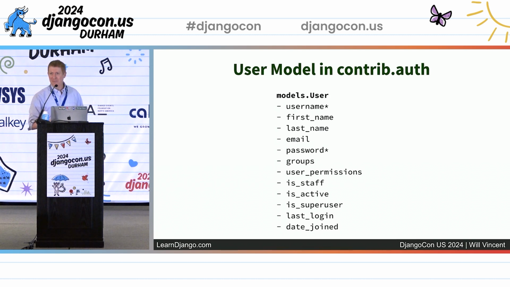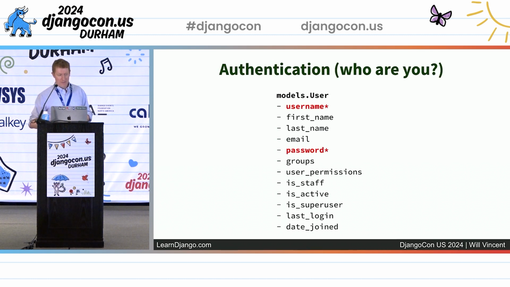First and last name that everyone, or some people here, are very familiar with. Email, groups, user permissions, staff, active, super user, last login, date joined. These all make a lot of sense if you're building a newspaper CRM. And it's unsurprising that they're there, but I want to dive in a little bit more into them, because the user model does a lot of things. That's part of its power, but also part of the problems.